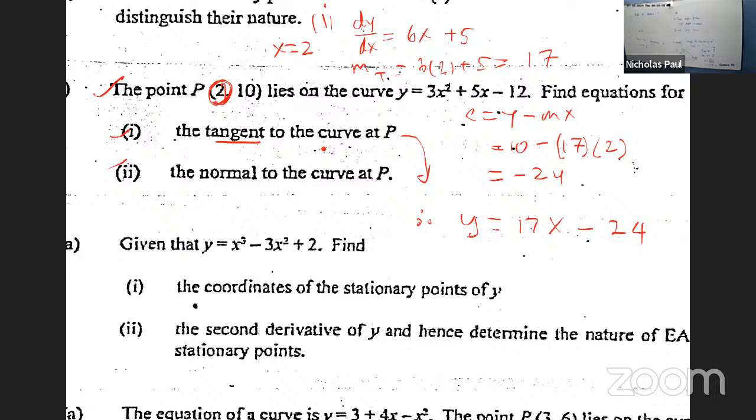Normal is what in relation to the tangent? Normal is 90 degrees, right? So the perpendicular. So what will be the gradient of the normal? Right. Minus 1 over, which is minus 1 over 17, right? Go ahead. Minus 1 over 17. Find the equation of the normal after.